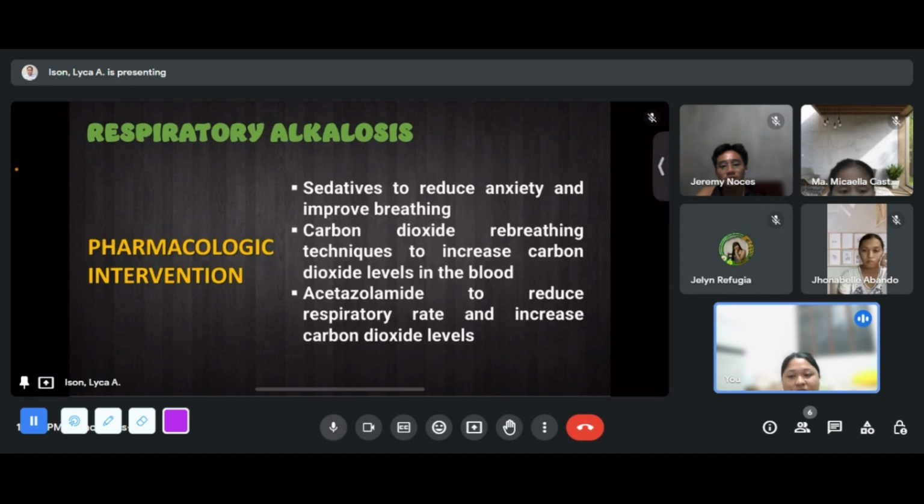Next is the pharmacologic intervention. So, sedatives to reduce anxiety and improve breathing. Carbon dioxide breathing techniques to increase carbon dioxide levels in the blood. Acetazolamide to reduce respiratory rate and increase carbon dioxide levels.